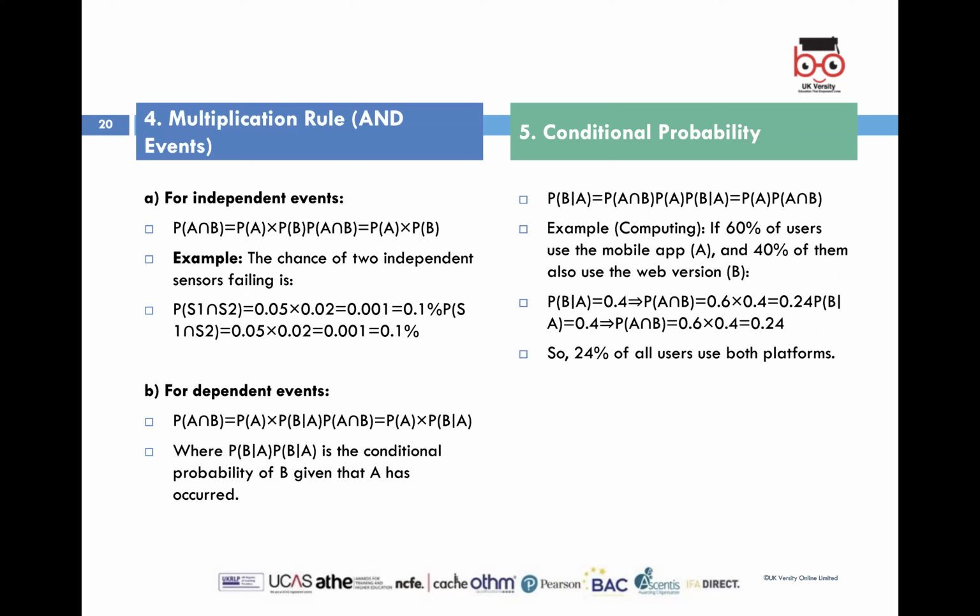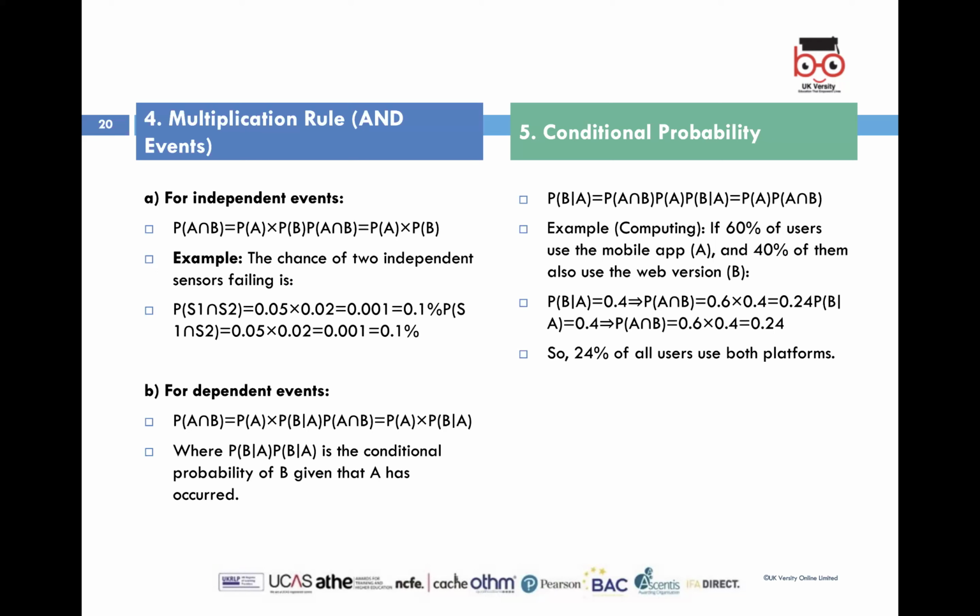The multiplication rule for independent events: P(A and B) equals P(A) times P(B). For example, the chance of two independent sensors failing is P(S1 and S2), each equals 0.05 times 0.02, which equals 0.001, or 0.1%.